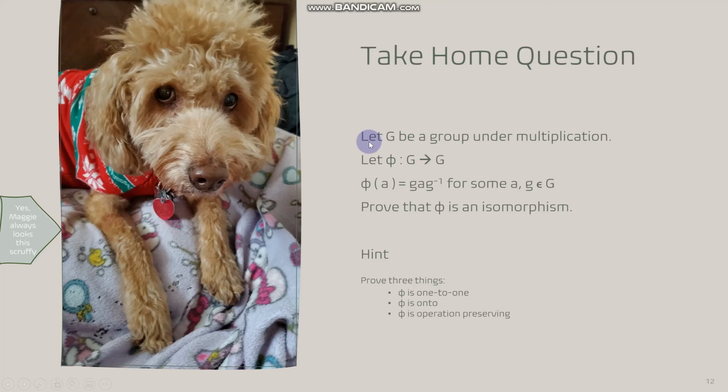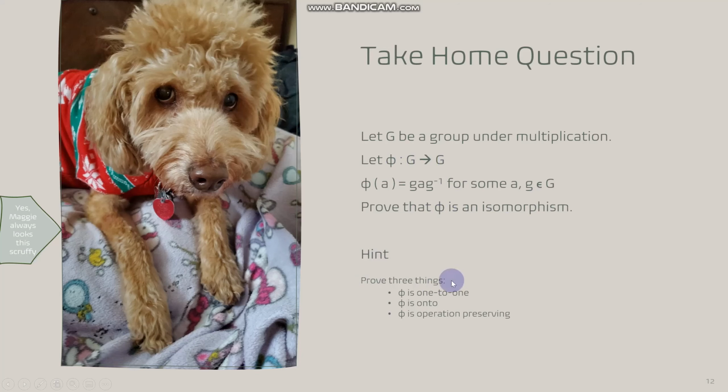So let's let G be a group under multiplication. So we know that the group G under multiplication is associative, has an identity element, and has an inverse element. And then let phi be a bijective function that maps not G onto another set, but G back onto G. And then we'll say that phi of A is going to be equal to G times A times, again, the inverse of the original element G, where G and A are both elements of the set G. So what we want to do here is prove that phi is an isomorphism that maps G onto G.